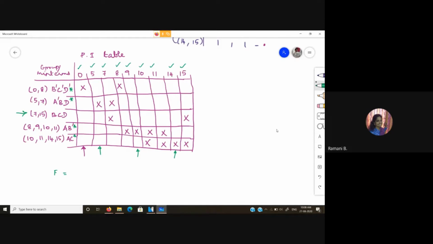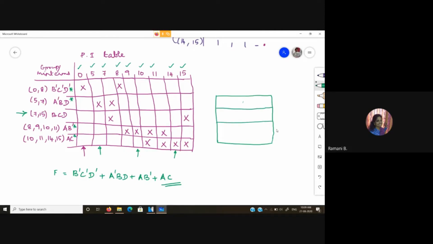So our expression will be F is equal to B bar C bar D bar plus A bar B D plus AB bar plus AC. So this is our expression. Okay. So if you are having some groups in addition, that corresponding term need not be always written. It is similar to what we do with K-map only. So here, if we are going to have the K-map for this, it is not always necessary to draw the K-map for this. This can be done only for your own checking, whether you got the correct answer or not.